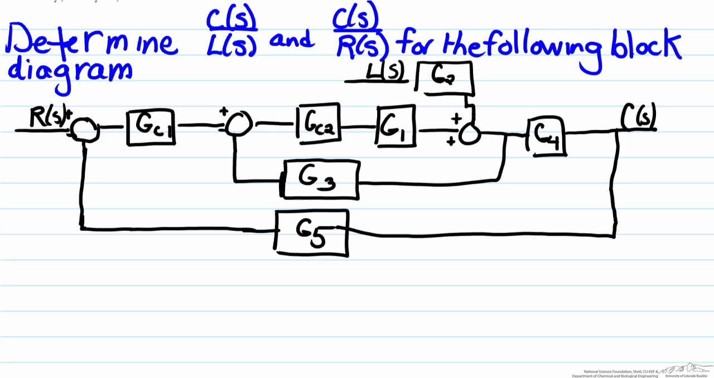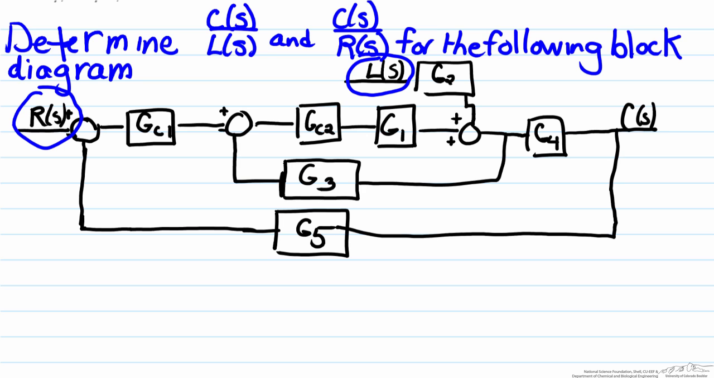In this screencast, we will analyze a more complicated block diagram which contains multiple loops and also multiple input variables. So in our case here, what we're trying to do is see how the output variable C is affected by two input variables, R and L.